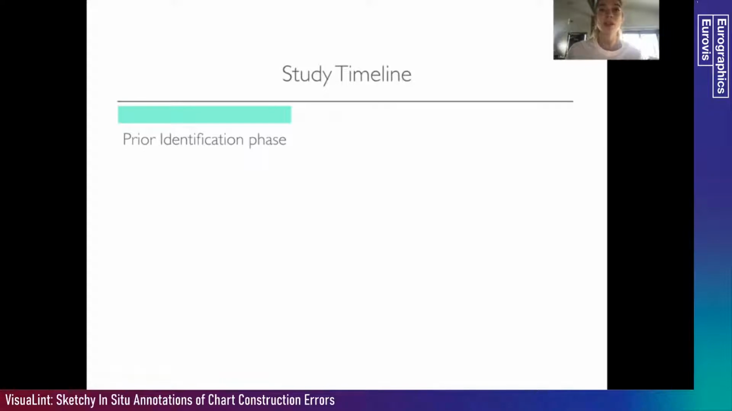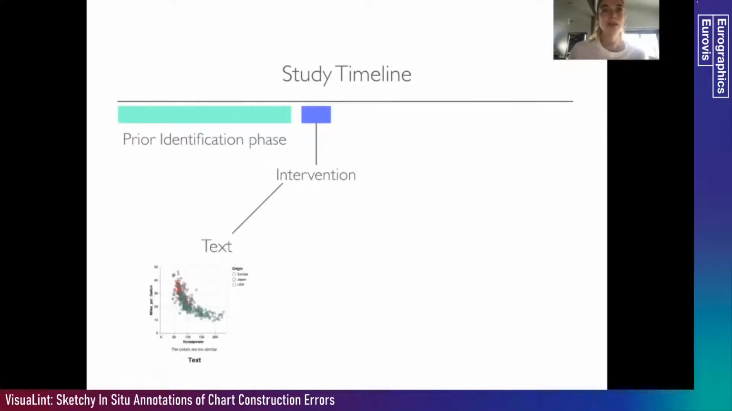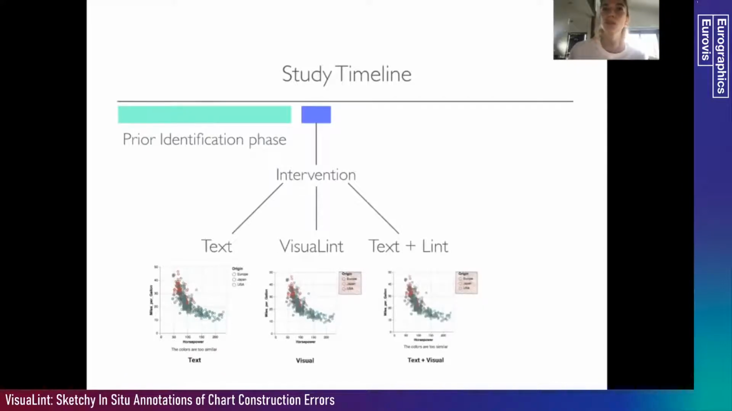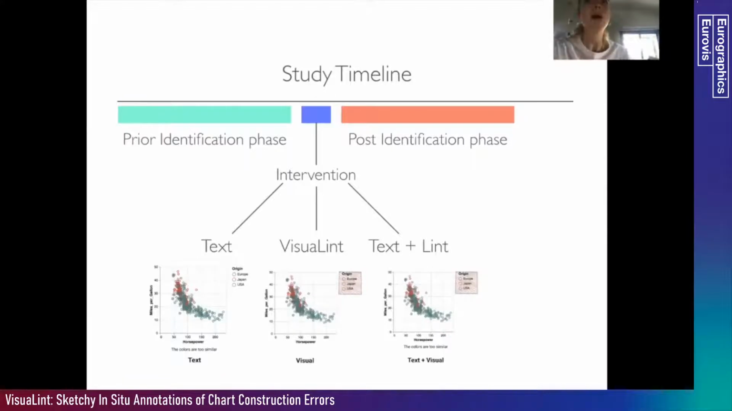With that in mind, a major contribution of our between-subject study is a baseline measure of how well people recognize a broad set of errors on their own. After this initial phase, we introduced an intervention consisting of either a text response for the error below the chart with no visual, a visual indication, our VisualInt, or a composite of both text and VisualInt. We then repeated the same measures for the prior phase with new charts to show how effective these explanations for lint were at imparting best practices.